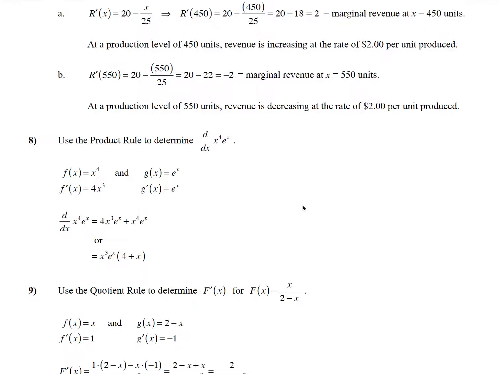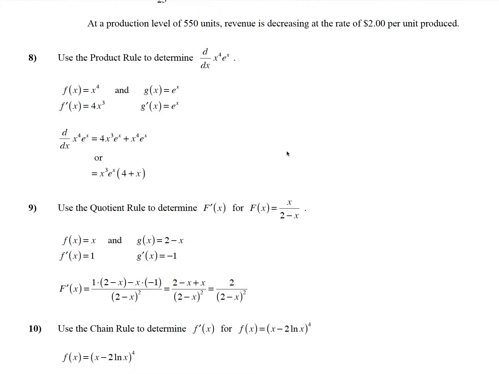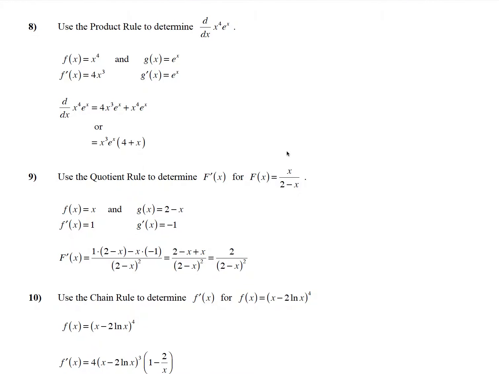Now, in question 8, we have a product rule to differentiate. Our first function in this product is pretty clearly x to the 4th, and our second function in this product is e to the x. And once again, I strongly urge you to make a table like this, identifying the f and the g and the derivative of the f and the derivative of the g, so that you can then substitute them into the formula of the product rule.